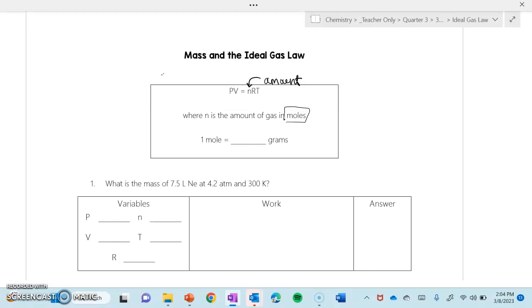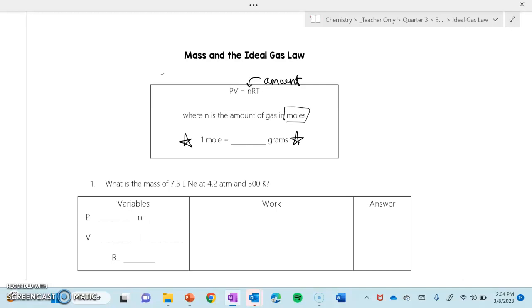So our N is the amount in moles, but sometimes we will have grams that are reported because we can actually measure grams in lab from a balance. But we don't generally measure moles. We have to convert to moles in order to have useful information from grams. So we have a little review here.